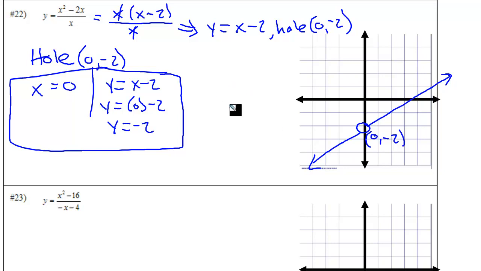The only thing left to do for this is the x-intercept. To find the x-intercept, put 0 in for y and get x by itself. The x-intercept is 2.